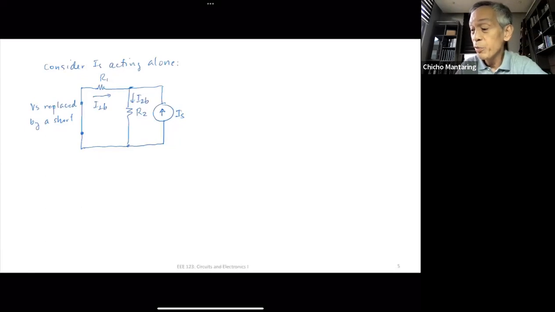Okay, umpisahan natin sa I2B. Can somebody give me an expression for I2B? First of all, what can we use? No? What technique can we use to solve for I2B? Anyone? Can I call people at random if nobody will volunteer?